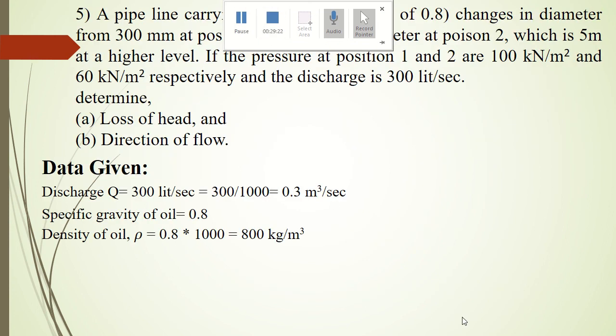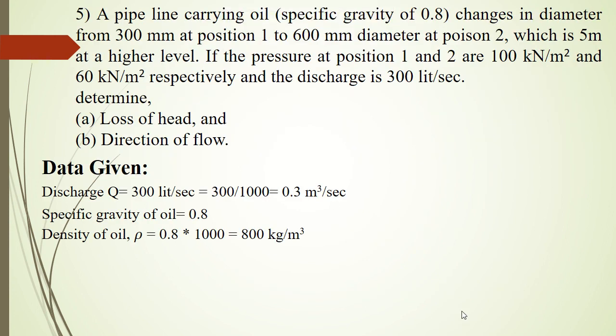We shall take one more problem. Here a pipeline is carrying oil. The fluid flowing in the pipe is oil of specific gravity 0.8, changing in diameter from 300 mm at position 1 to 600 mm diameter at position 2.